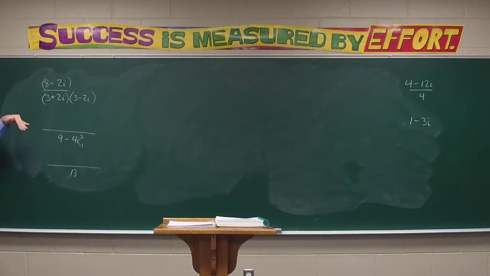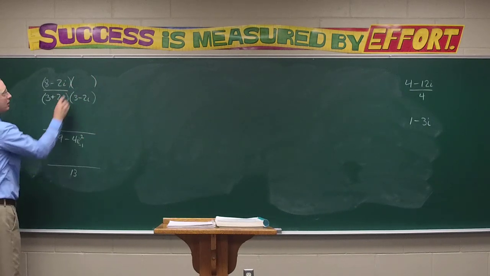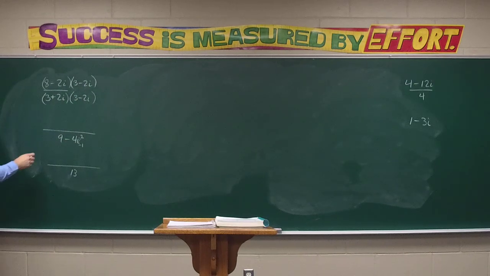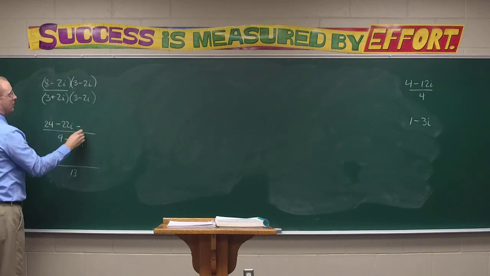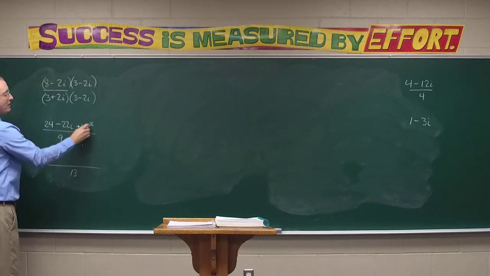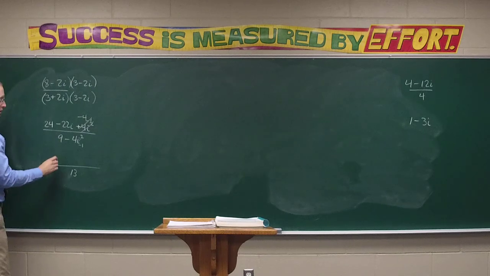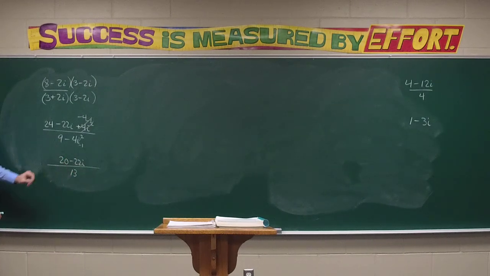But what you do to the bottom, you have to do to the top. So I'm also going to multiply the top by 3 negative 2i. And here I'm going to have to FOIL to get 24 negative 22i negative 4. Good. Initially positive 4i squared, but that becomes a 4 times negative 1 or negative 4. So we end up in our numerator with 20 negative 22i. And again, I'll leave the answer just like this.